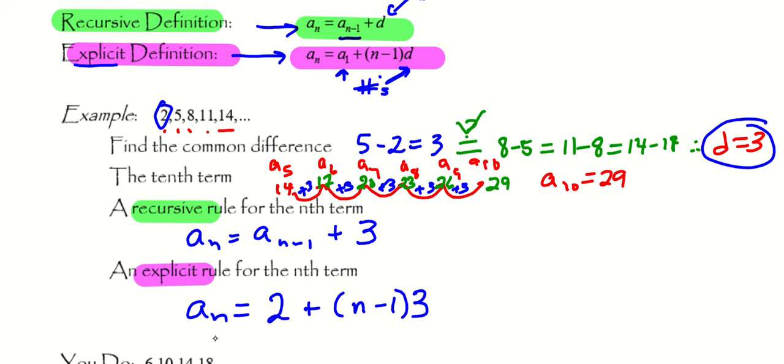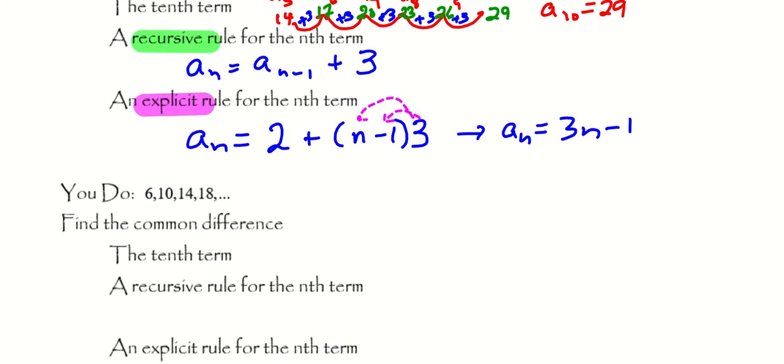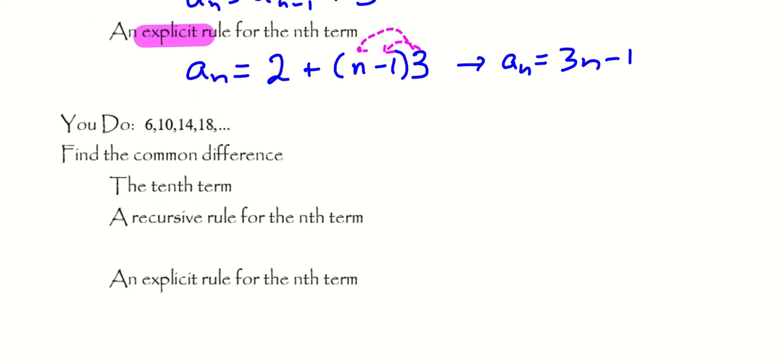We could simplify this, and distributing this 3, we would get that a sub n is equal to 3n minus 3 plus our 2, which is 3n minus 1. So that would be a simplified form. Okay, so not too bad. You do the next one, pause the video and do that, and then come back and we'll go over the answers.